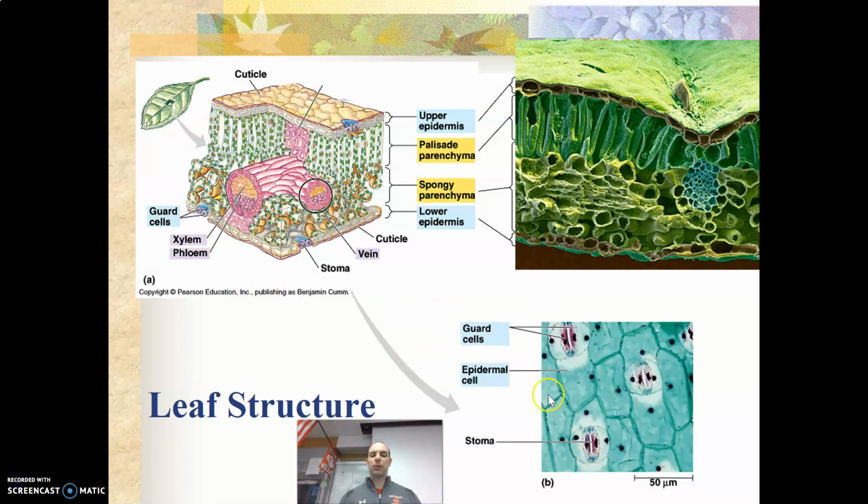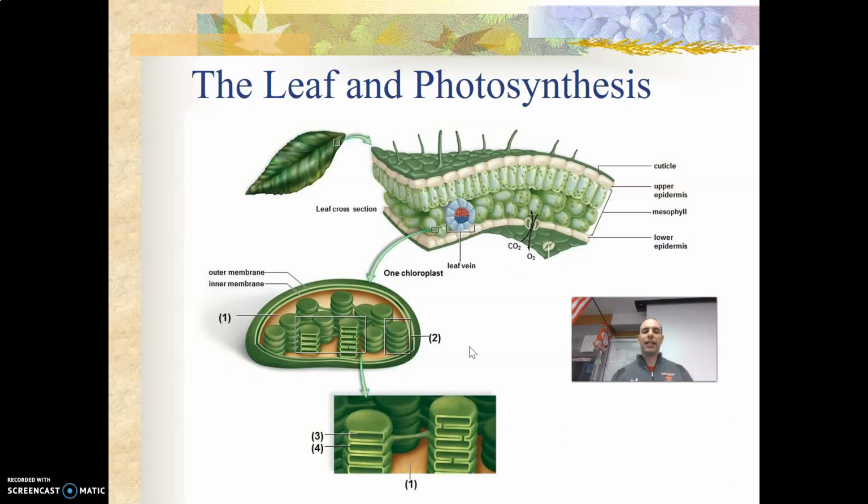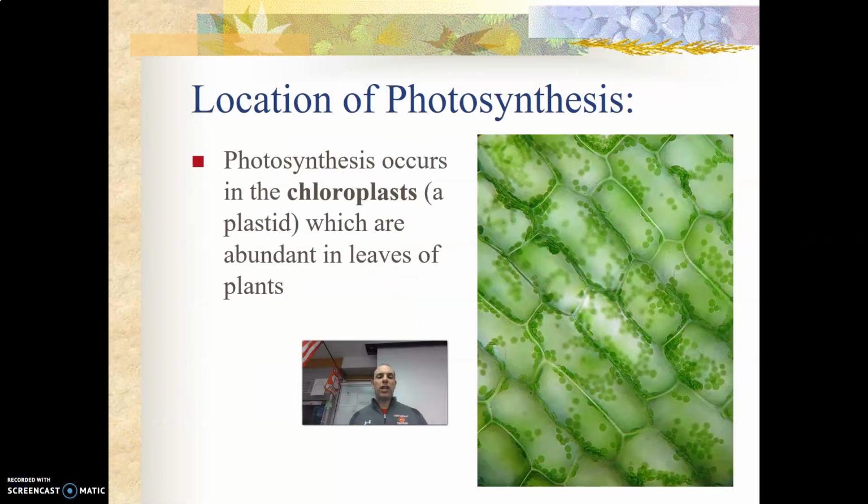Here is a close-up look of the stoma and the guard cells, just showing you what it looks like under the microscope. All right, the leaf and photosynthesis. You'll notice that this is a close-up of a leaf. Again, you see the cuticle, the upper epidermis, the mesophyll layer, the lower epidermis, the guard cells, and the leaf vein. But now this is a close-up of one chloroplast, and it has labels and parts you're going to need to know. Okay, you should now be back on your notes on page 4 with the first part titled Location of Photosynthesis.